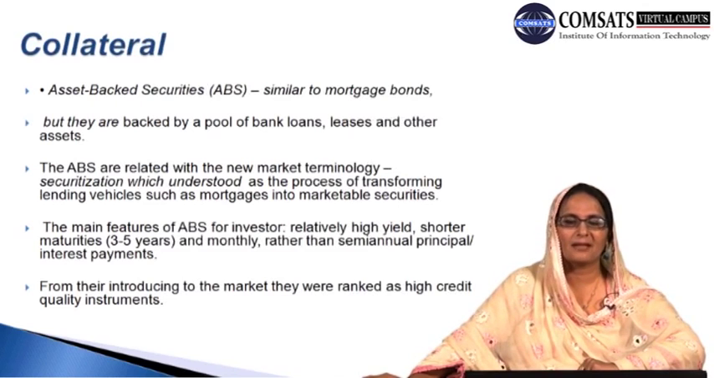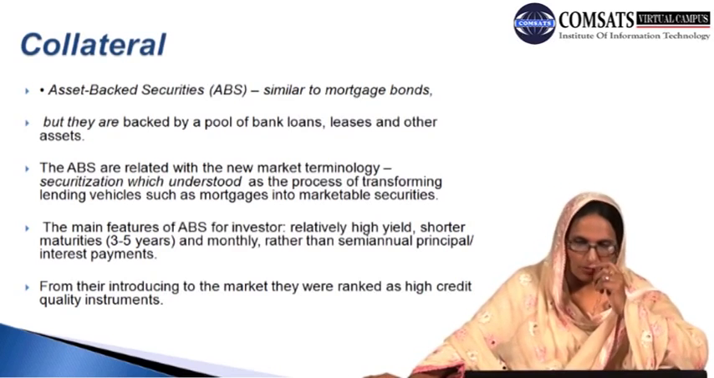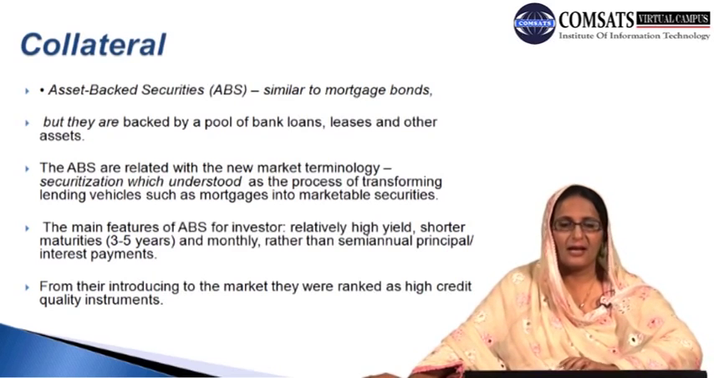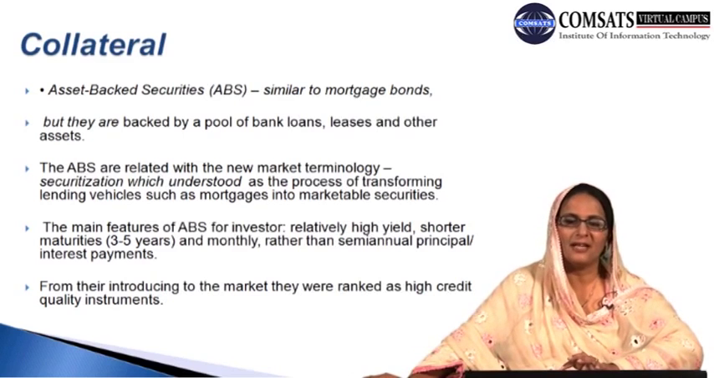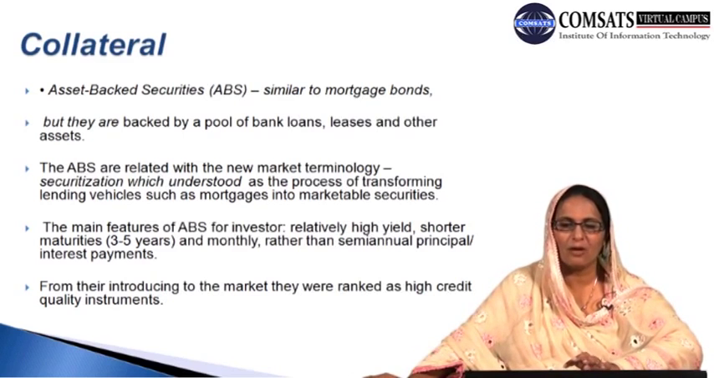Then we have asset-backed securities. They are known as ABS, similar to mortgage bonds, but they are backed by a pool of bank loans, leases and other assets. So we can say asset-backed securities are basically the same as mortgage bonds, and at their back they have a pool of bank loans, leases and other assets.